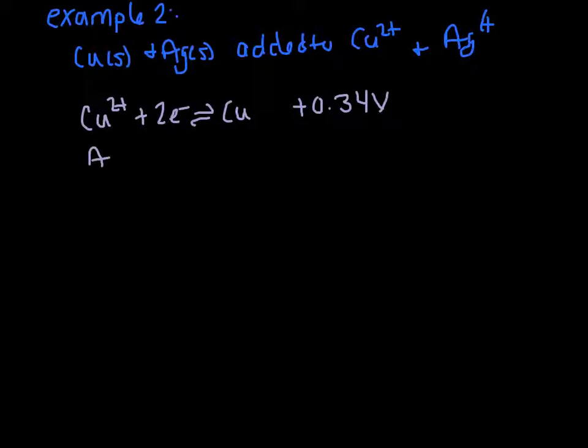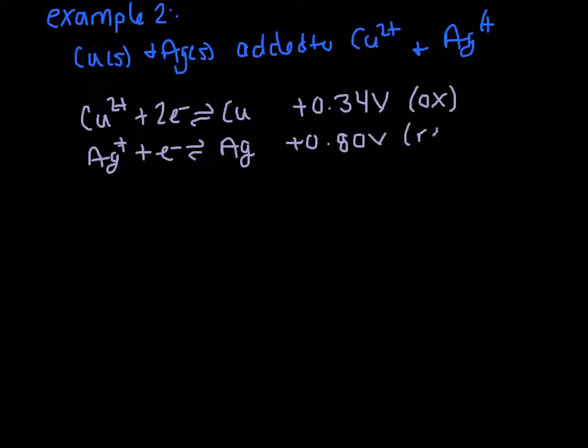Silver plus is going to accept 1 electron, and then we have our silver solid. If I look in table 14, it has a value of 0.80 volts. Because copper has the lower value, it's going to be oxidized. Silver has the higher value, so it's going to be reduced.